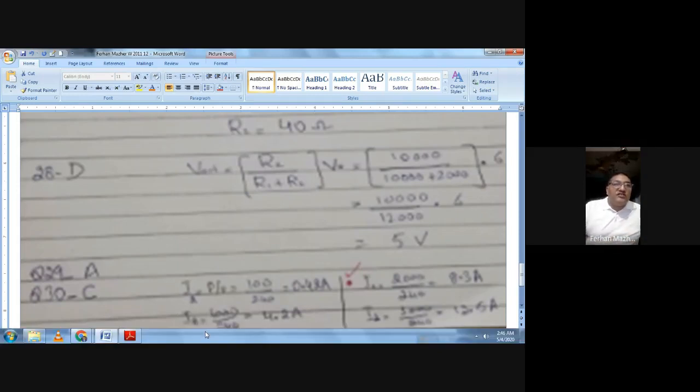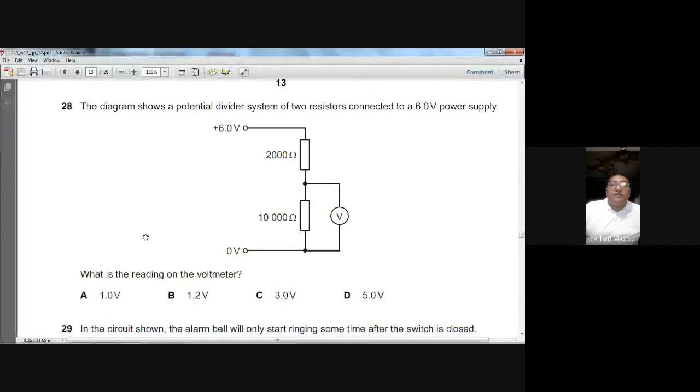This was a question related to the potential divider, and you should remember that the V out on R2 can be found by the formula R2 divided by total resistance R1 plus R2 multiplied by the voltage of the battery. I hope you have understood it. So for this question 28, D was the option.